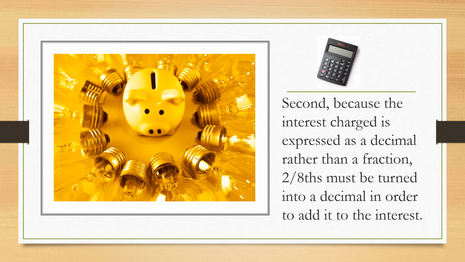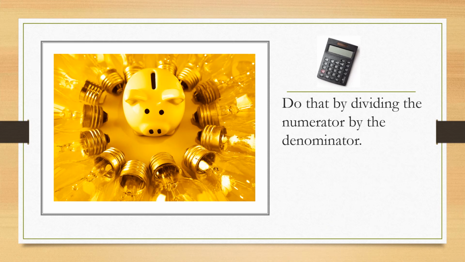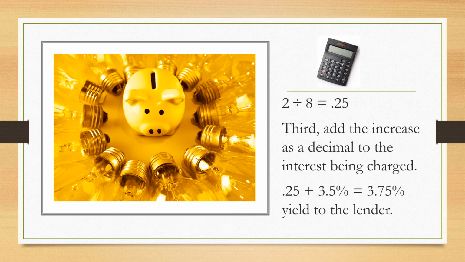Second, because the interest charged is expressed as a decimal rather than a fraction, 2/8 must be turned into a decimal in order to add it to the interest. You do that by dividing the numerator by the denominator. 2 divided by 8 equals 0.25. Third, add the increase as a decimal to the interest being charged. So 0.25 plus 3.5% equals 3.75% yield to the lender.